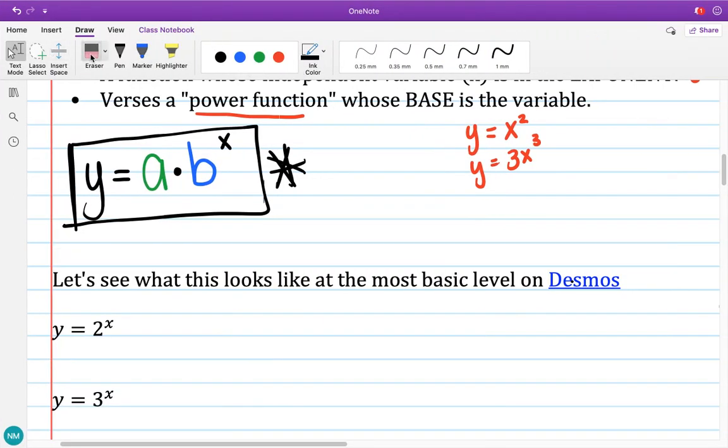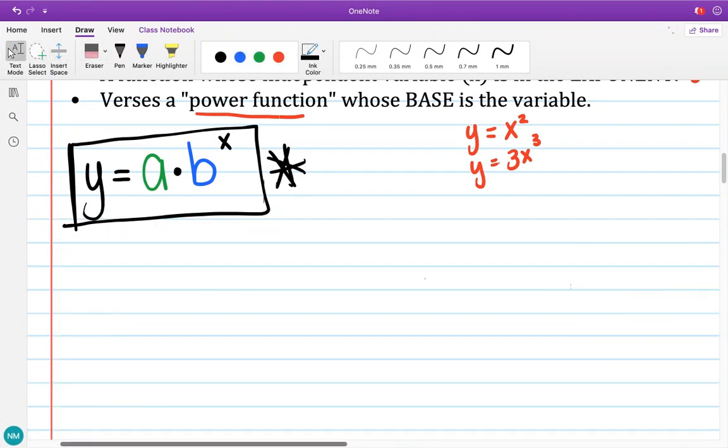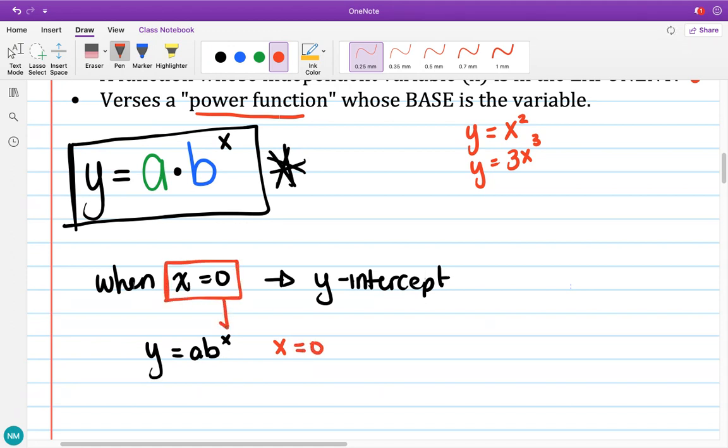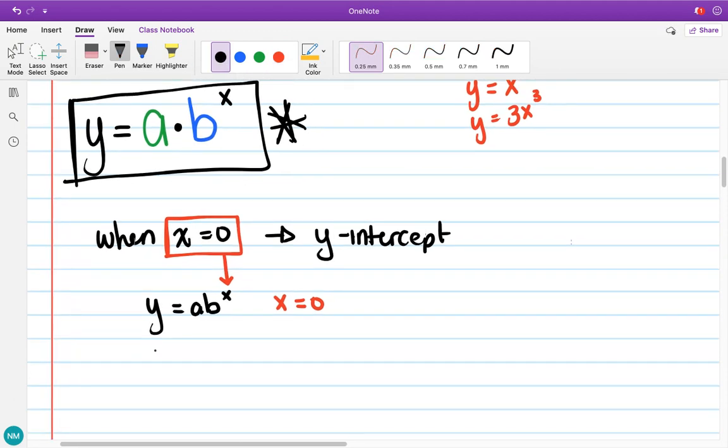Let's talk about why. When x equals 0, I have my y-intercept. We've spoken about that a lot, right? My y-intercept means that x equals 0. So let's take this function right here and plug in 0. If I have y equals ab to the x, and I'm going to say x equals 0, so I'm going to plug that in here. So I have y equals a times b to the 0 power.